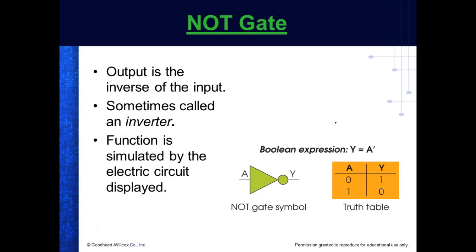This is a symbol for a not logic or inverter, right? Okay. This would be the truth table. So if A is a 0, Y is a 1. If A is a 1, Y is a 0. So it's only got 1 input. So how many combinations do we have? We have 2 to the first, right? Which gives us 2 combinations.